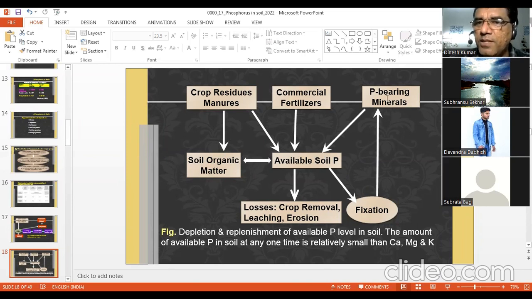Similarly, within the soil, there are P-bearing minerals like apatites, etc. On mineralization, they can supply to the solution. And then some of the available soil P, which is in the solution, can go for fixation also. Fixation, and then it can become part of P-bearing minerals.